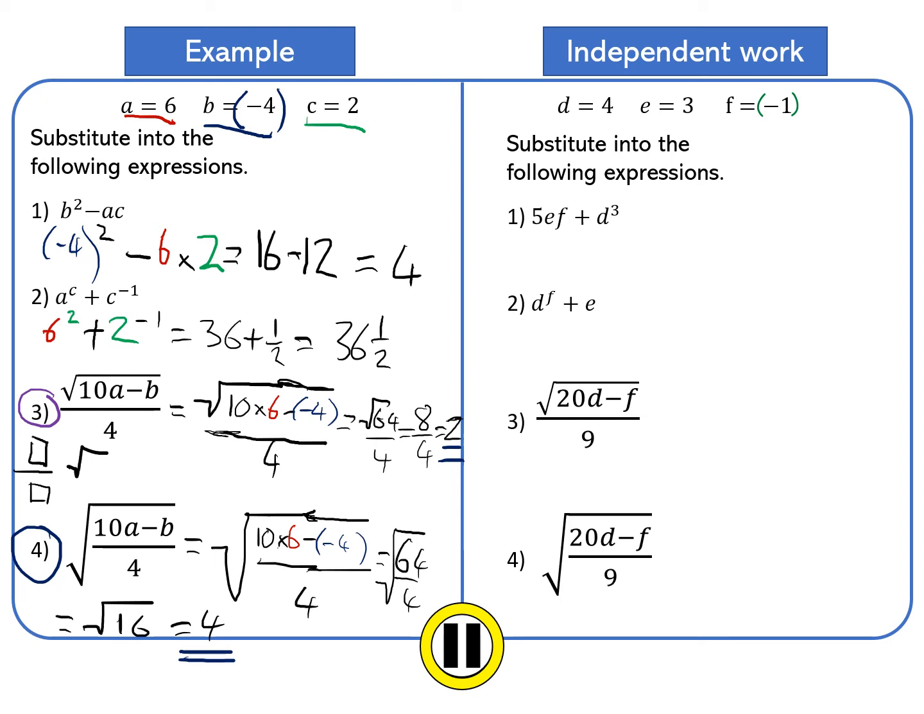Press pause and then complete the independent work. Then press play and I will reveal the answers.